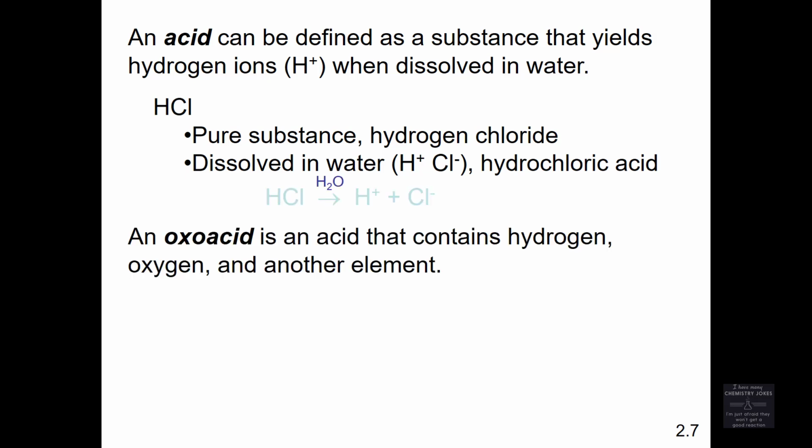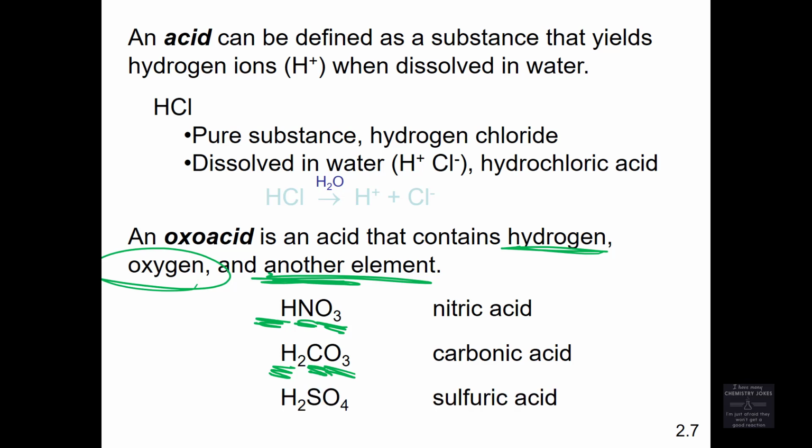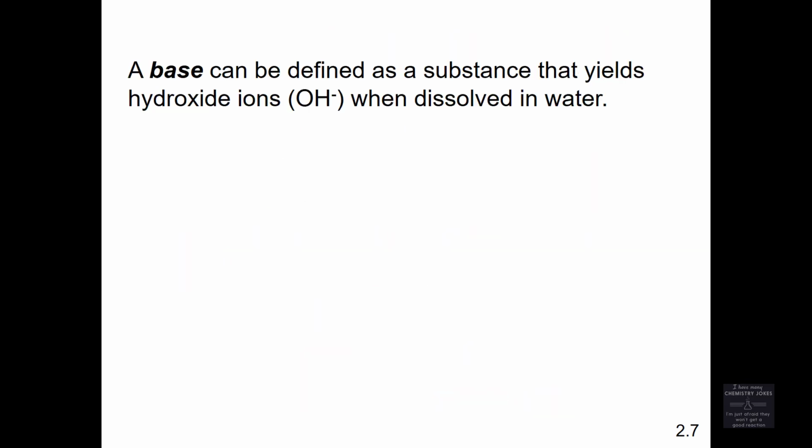An oxoacid is also something that produces H+ in water, but it has an element, a hydrogen, and a whole bunch of oxygens. Nitric acid is an example of an oxoacid. An element produces H+ and has a bunch of oxygens. Carbonic acid, another one: an element produces H+ and has a bunch of oxygens. And sulfuric is the last one we'll talk about now.